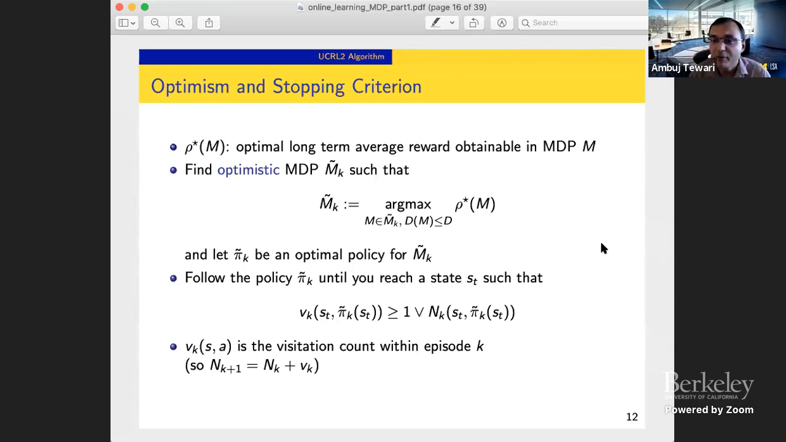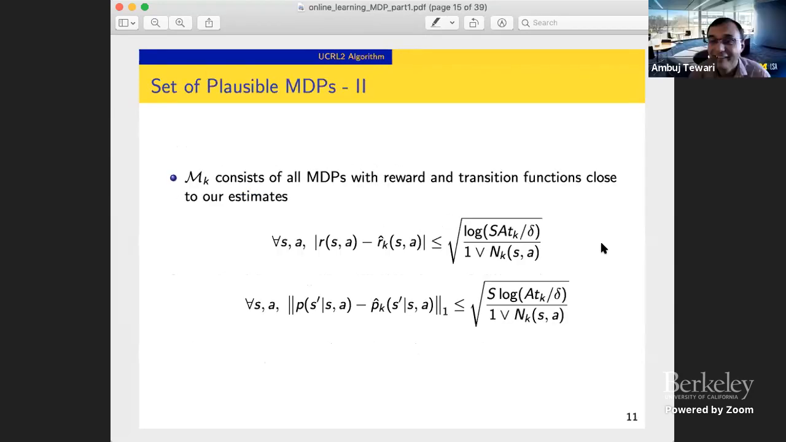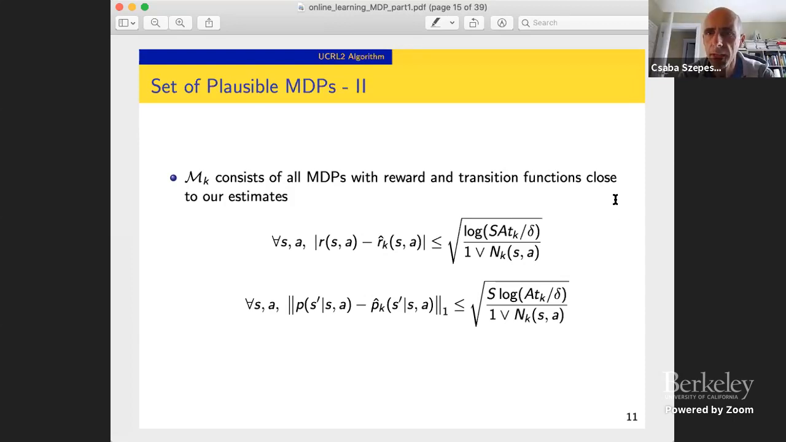Okay, let me stay optimistic. Wait, one more question. Can you clarify again why you use the L1 distance for the transition? It will become clear in the analysis. I'll point out why we need the L1 distance. The technical reason is we use an L1, L infinity inequality to bound a term, and that's where you need the L1 control. Okay, good. I'll also say something about extra factors in this algorithm, so I'll make some comments about L1.